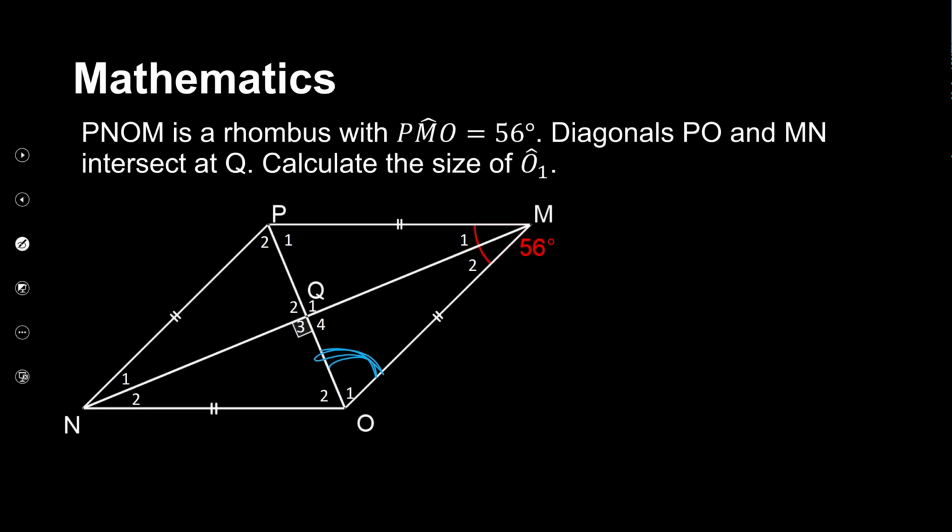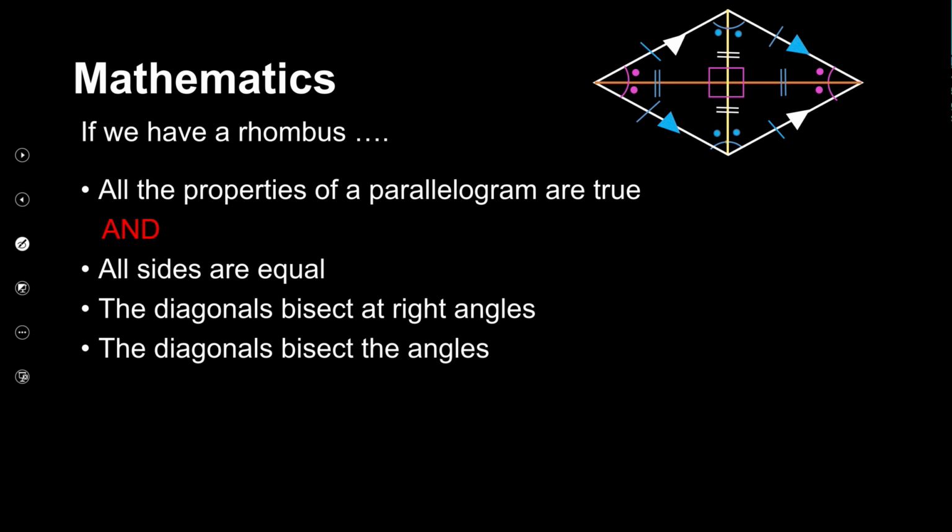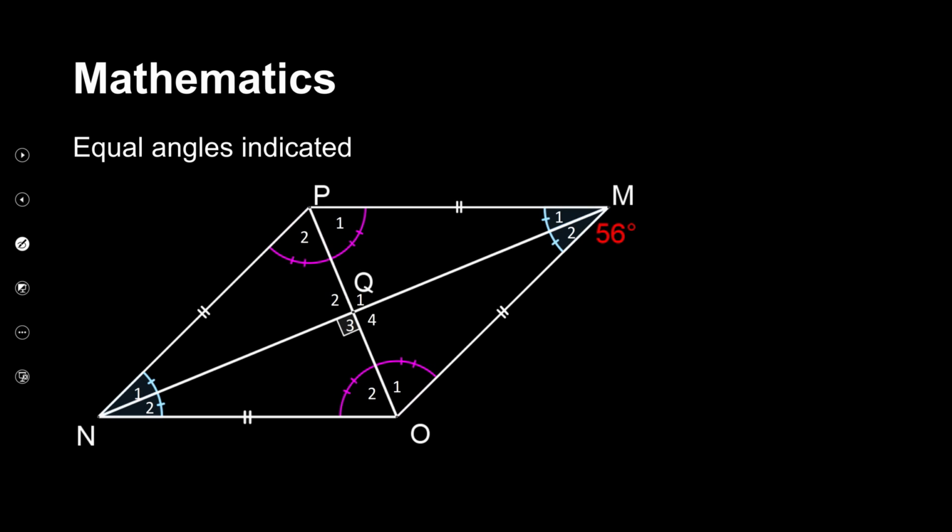So we first need to remember the properties of a rhombus. What we know is that all the properties of a parallelogram apply, and then additionally the sides are equal, the diagonals bisect at 90 degrees, and the diagonals bisect the angles. So as a result, my diagram will look like this, where I have all these additional extra additions.